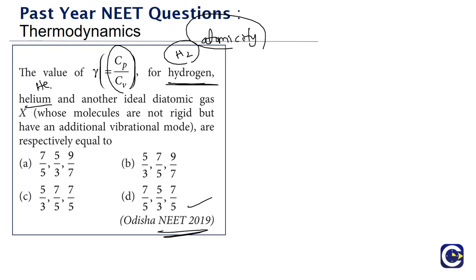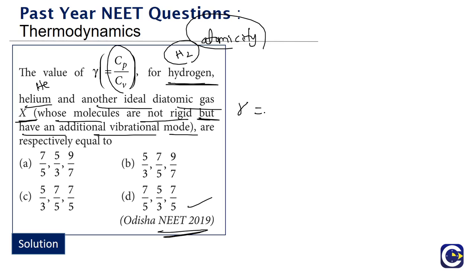Helium means it is a monoatomic. All these noble gases will exist as single atoms. And another ideal diatomic X means this X is also diatomic, whose molecules are not rigid but have an additional vibrational mode. So we'll talk about what this vibrational mode is. Basically we have to find the gamma values for these three gases. Now if you look at the gamma, the gamma value will depend upon the number of degrees of freedom for that particular gas molecule.